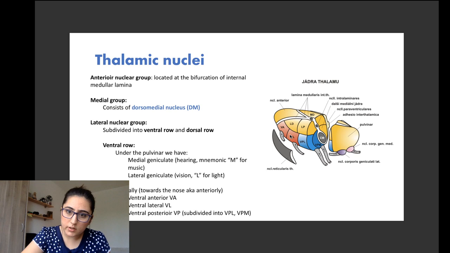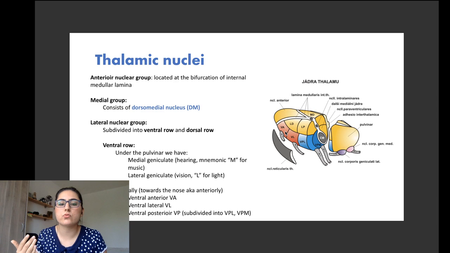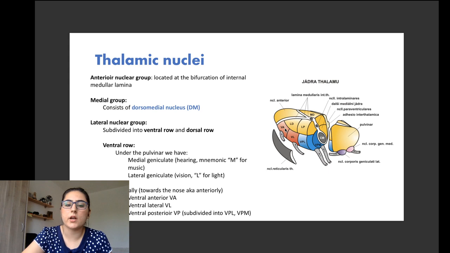Furthermore, there are more nuclei rostrally, so anterior, because rostrum means nose. In the brain, because it's located in this weird way, when I say anterior, it doesn't really make sense. So it's better in the brain to always use the word rostral. So rostral, aka anterior, we have the ventral anterior, ventral lateral, and ventral posterior nuclei. So these are all my lateral ventral nuclei: geniculate bodies, ventral anterior, ventral lateral, ventral posterior nuclei. Again, the ventral posterior is subdivided into ventral posterior lateral and ventral posterior medial.